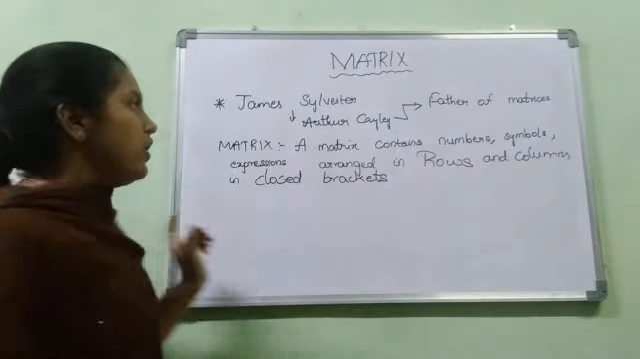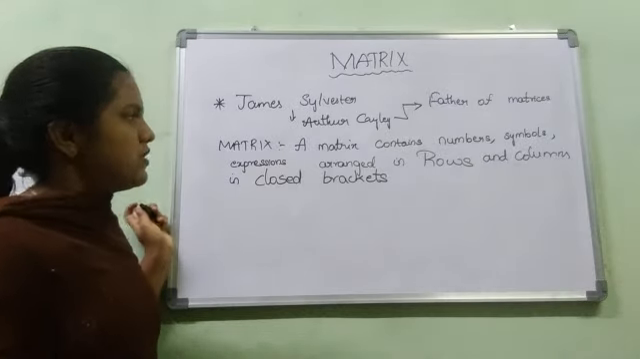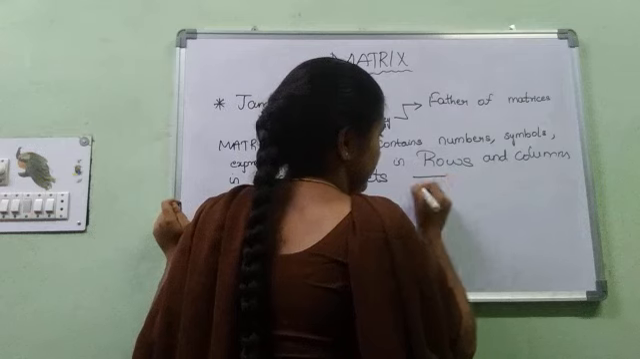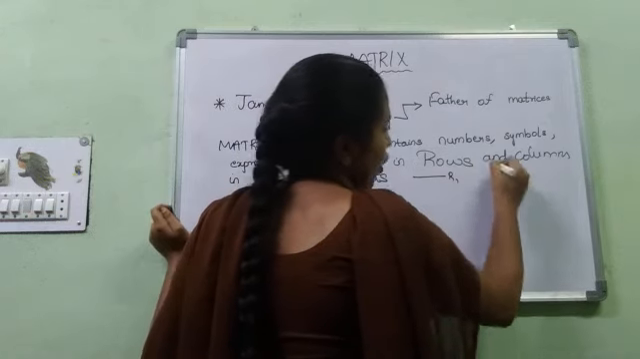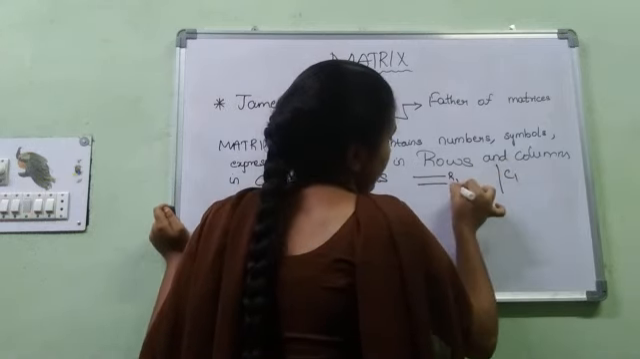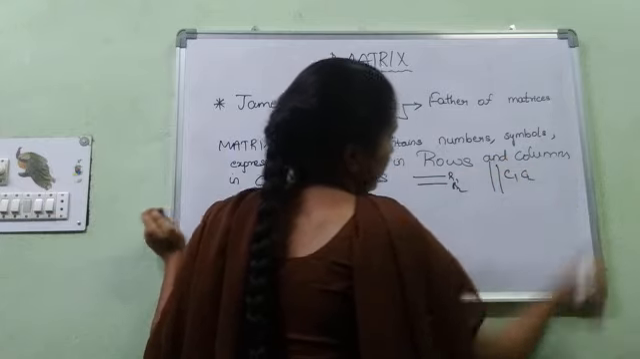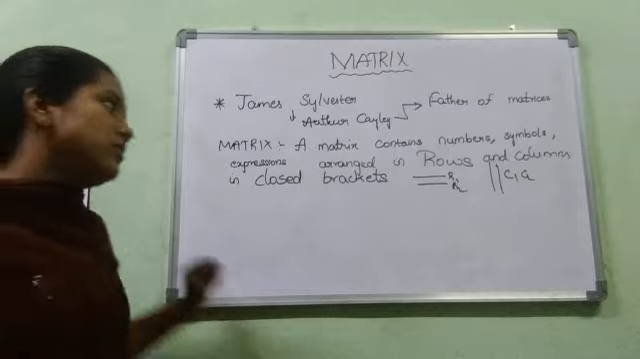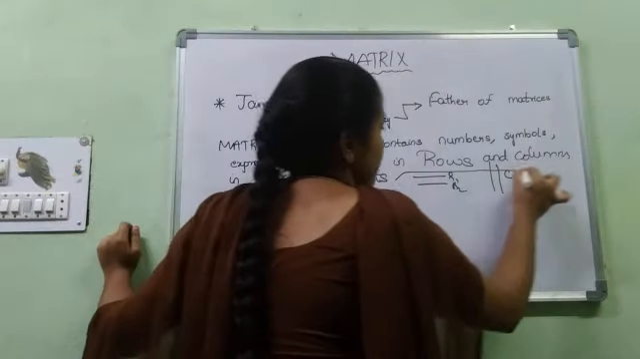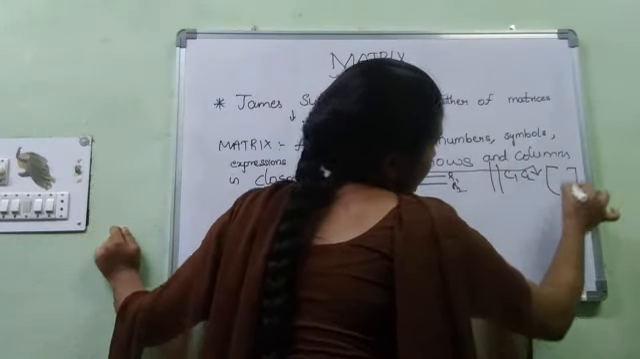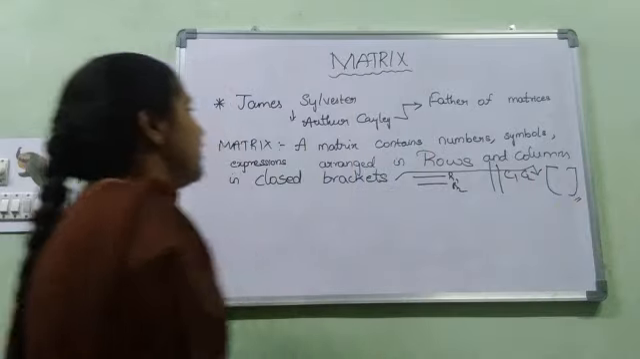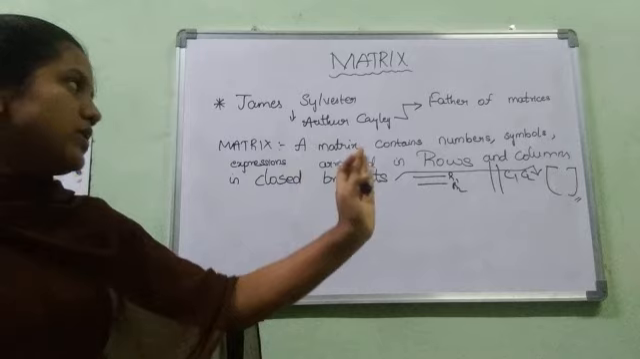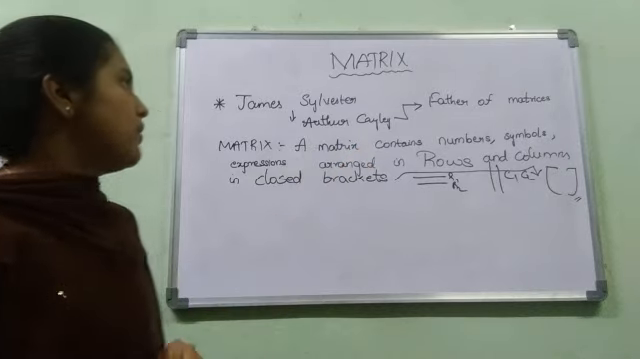You know what is meant by numbers, symbols, expressions or variables, but I think you don't know about rows and columns. This is called a row. Row 1, row 2, column 1 and column 2. I think you have understood what rows and columns are. The closed brackets are the symbol of the brackets. So a matrix contains numbers, symbols, expressions arranged in rows and columns in closed brackets.